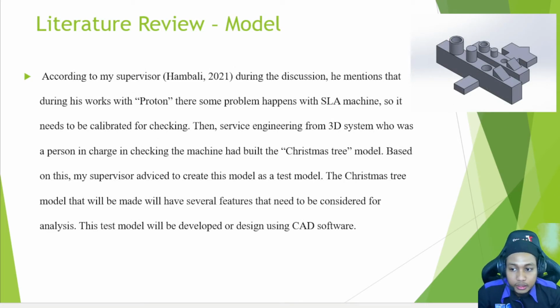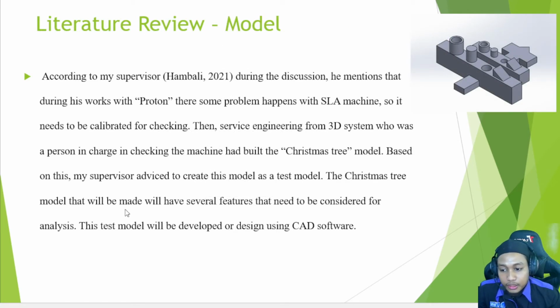Okay, for the model, according to my co-supervisor, Dr. Hambali, 2021, during our discussion he mentioned that during his work with Proton, there were some problems with the SLA machine, so it needed to be calibrated for checking. Then a service engineer from 3D Systems was the person in charge of checking the machine, and the service engineer built the Christmas tree model. Based on this, my co-supervisor advised me to create this model as a test model.